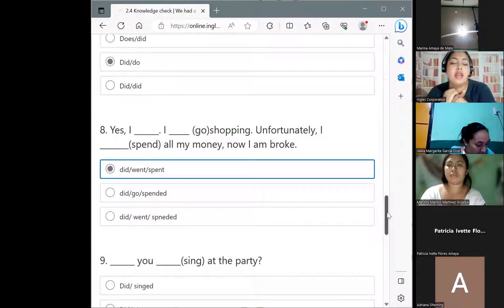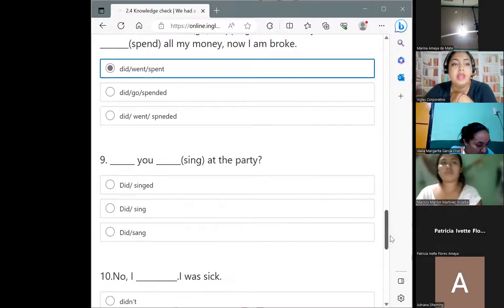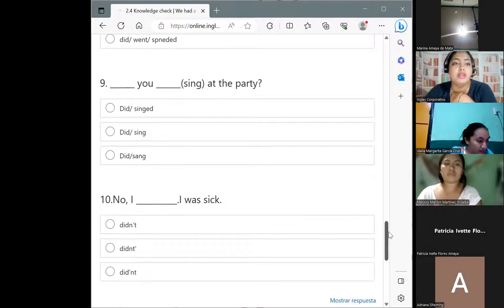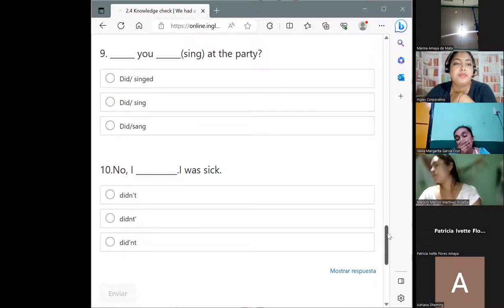Okay, the case in number three is that the last word is not correct, the way in which it's written. Then we have the last two, number nine and number 10.